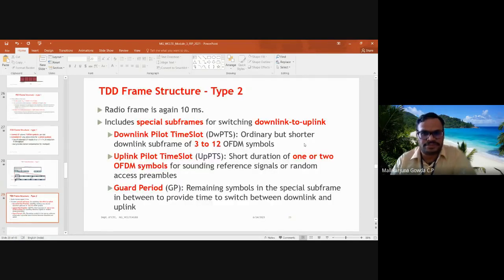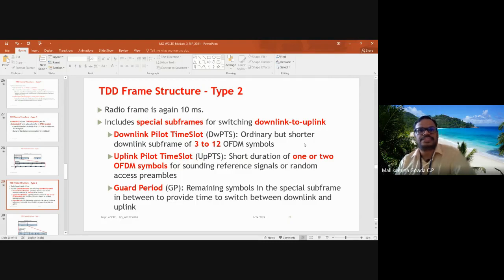Next one is type 2, which is the TDD frame structure. Here also, the length of the radio frame is 10 milliseconds only, but it includes some special subframes. This is the TDD frame structure type 2. Here also the frame duration is 10 milliseconds only, but what is added here? It adds some special subframes for switching from downlink to uplink.